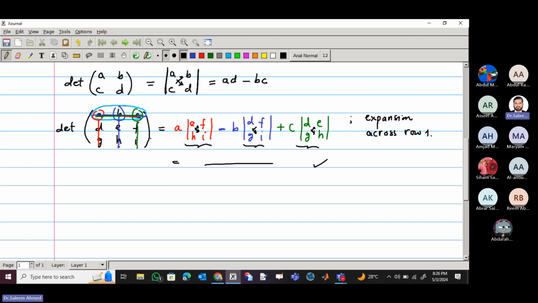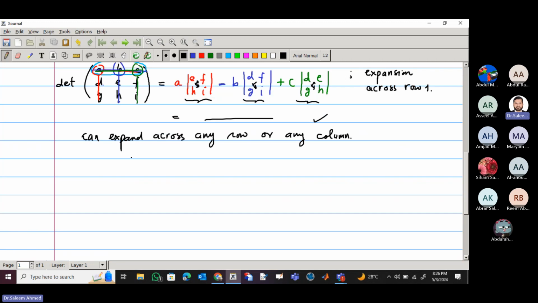You can choose third row or third column, second row, whatever you want. So we can expand across any row or any column. This is our choice. Your answer will be the same. Okay, this is our choice. So this is one good thing basically, right?